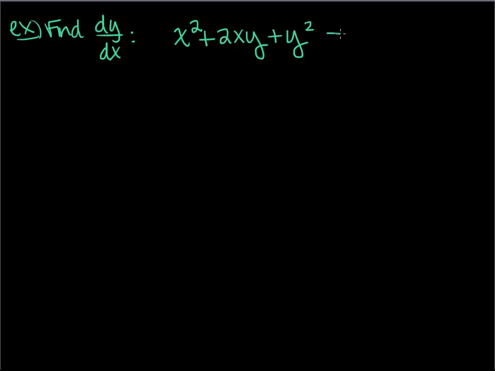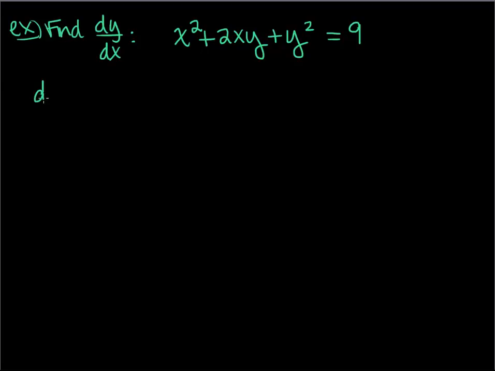For instance, let's find dy/dx. Okay, and here's what I'm given: x squared plus 2xy plus y squared equals, let's say, 9. And I want to find dy/dx. So this is not a function. That's when implicit differentiation is really useful, when I have something that's not a function, like a circle or an ellipse or something like that. Implicit differentiation still allows me to find equations of tangent lines even though I'm not dealing with a function.